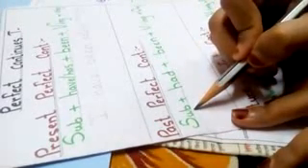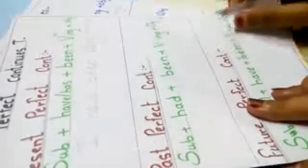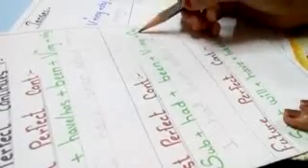Now it's time for past perfect continuous tense. For past perfect continuous tense, the formula is subject plus had plus been plus V4, that is verb with ing, plus object. Subject is I had, as it is, been, V4 eating mango. I had been eating mango. The formula was subject plus had plus been plus verb with ing plus object. I had been eating mango.